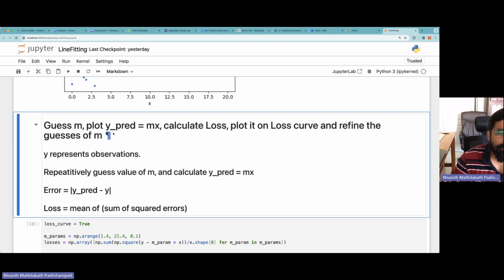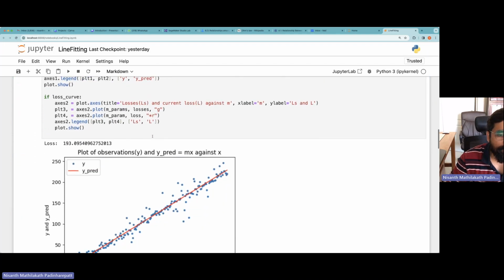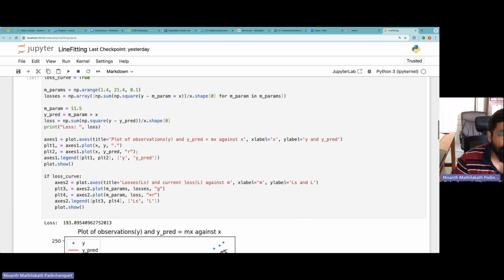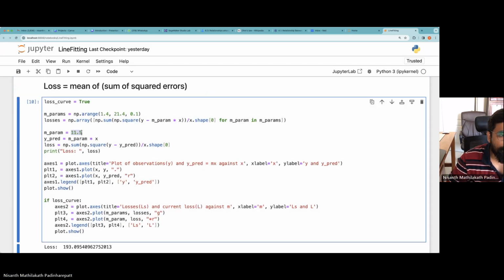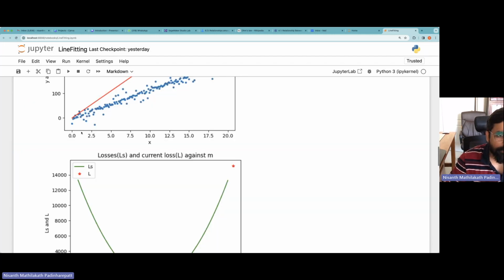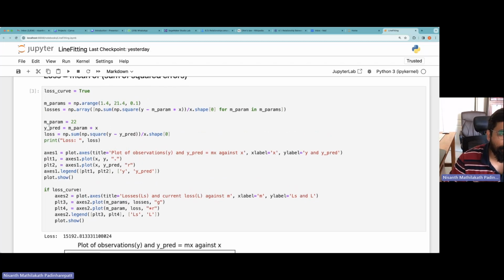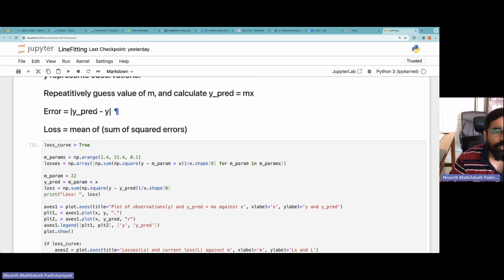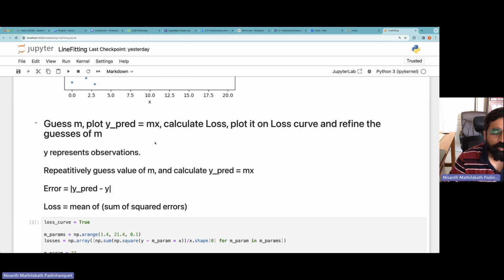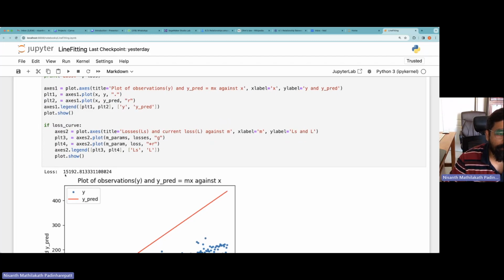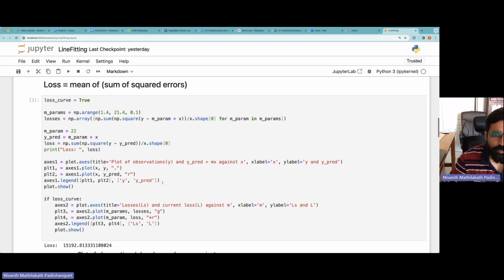y is the original observation, y and x, and what is the line that we have guessed? y pred equal to mx. I'll show you. So I'll start with something like 22 or something like that. So it's off. We guessed a value of m as 22, and we drew a line. After drawing the line, we calculate the loss. What is the loss here? It is very high, 15,000 something loss is there.